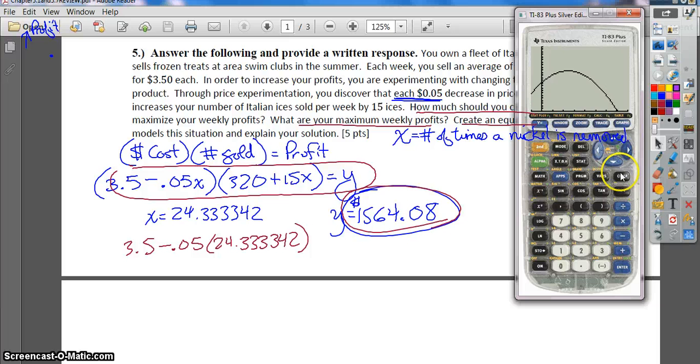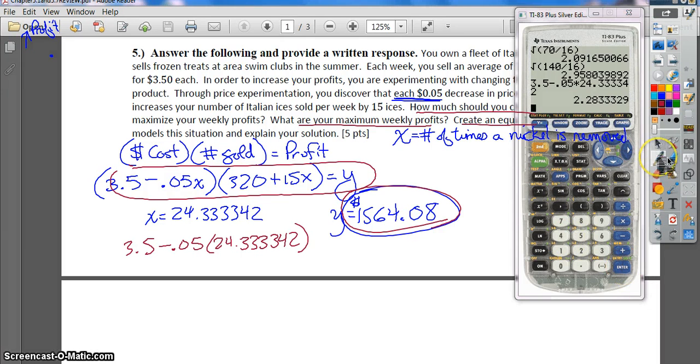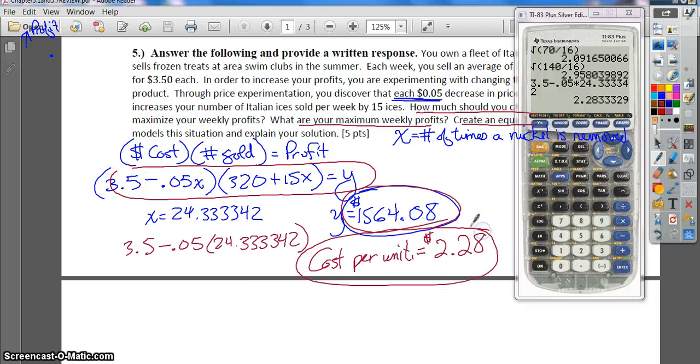So when I do that, we'll know how much we should charge. Okay, so clear this screen. I'm going to go $3.50 minus 0.05 times 24.333342. So we're looking at cost per unit, which should be $2.28. Okay? So you can explain your solution in your own way there. You basically graph the parabola, you found the maximum, plug that x in for cost, and you can figure out how much it costs.